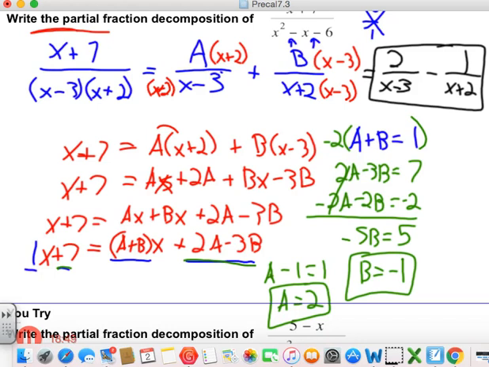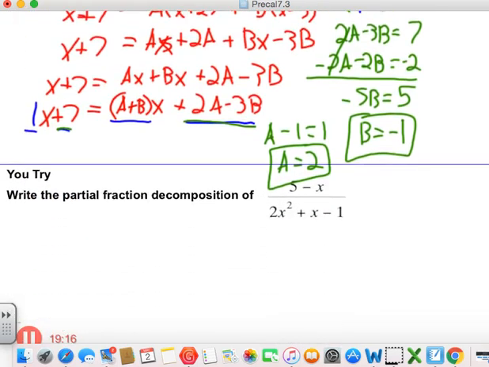Multiply those by the opposite denominators, and then you can set up your equation: a times x plus 2 times b times x minus 3 equals x plus 7. You distribute, get the x's together, and then factor out the stuff that's with the x. Now you can see what that coefficient has to be. A plus b has to equal 1, because 1 is the coefficient on x, and 2 minus 3b has to equal 7. So now you've got a little system of equations, and we can solve it with substitution or elimination.